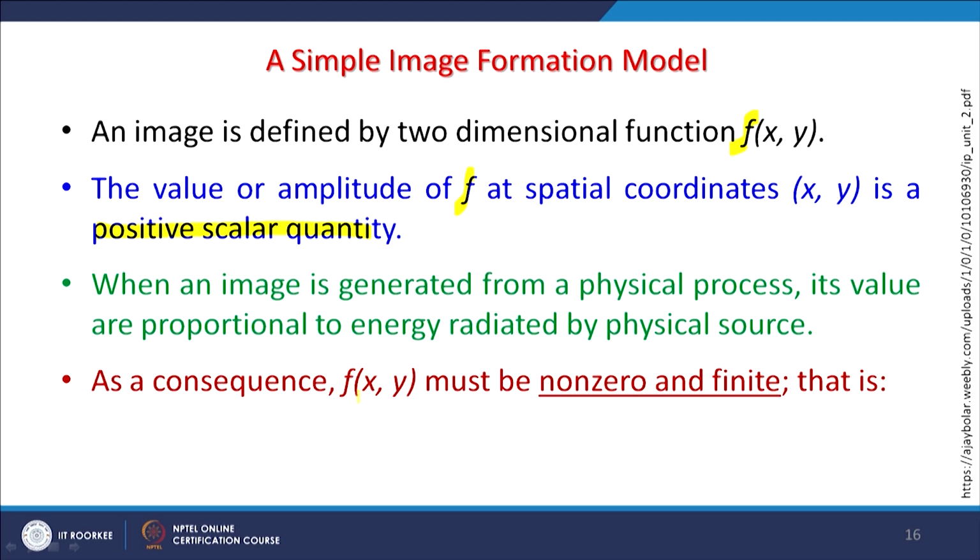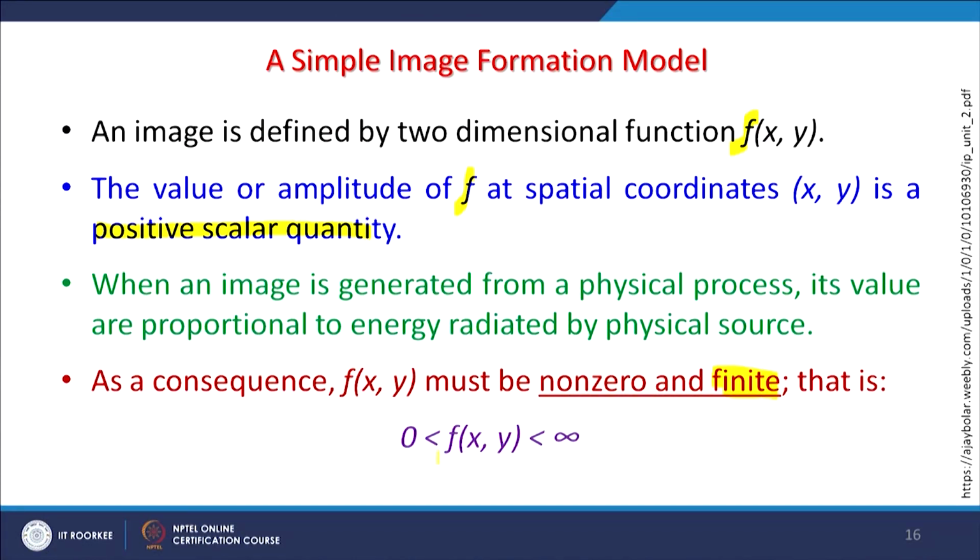So, as a consequence, f of x and y must be non-zero and finite, not infinite. Remember, this is finite. The radiometric resolution, or number of bits, is fixed before the launching of such sensors. So whether it is 6 bits, 8 bits, 11 bits, or 20 bits, it is as per the design and requirement. So, 0 is less than f of x and y, which is less than infinity, but it has to be finite, that is why it is less than infinity.